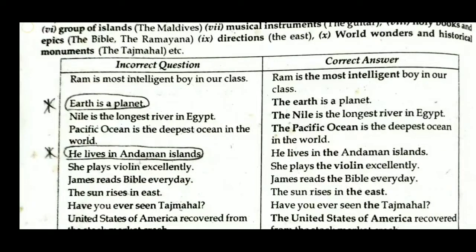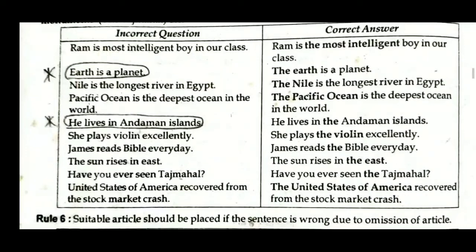Okay. Earth is a planet. So what is the error? The Earth. So, unique objects. Whenever you have a unique object, the sun, the moon, the Earth, you have to write the before it. The Earth is a planet. Okay. Nile is the longest river in Egypt. The Nile is the longest river in Egypt. How? Before rivers we have to use the.